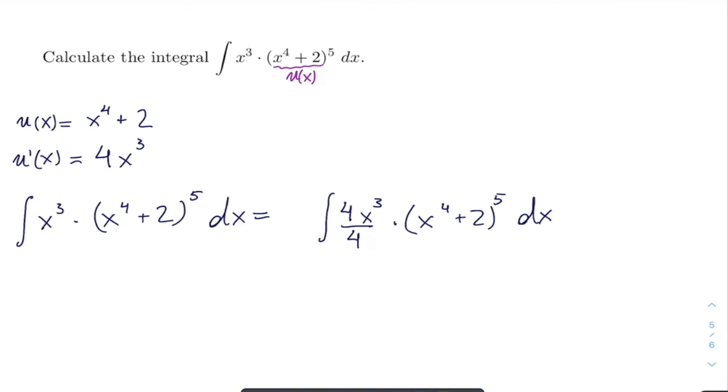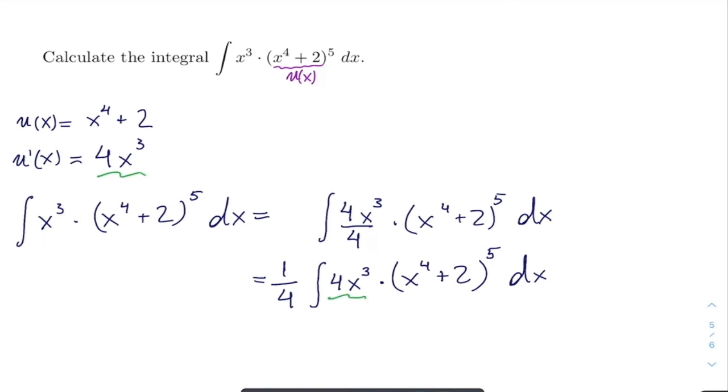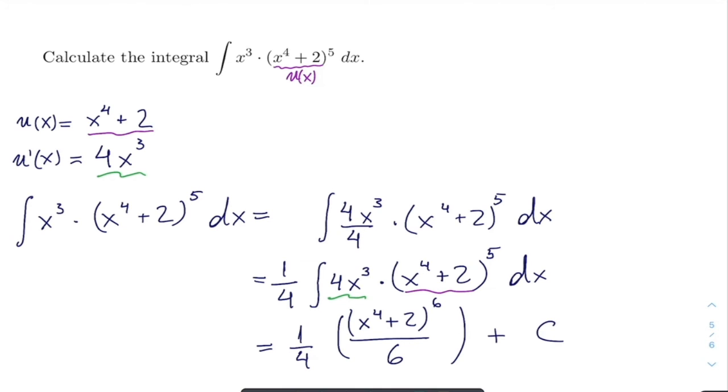But now we can use properties of the integral to take this 1/4 out. So this will be equal to 1/4 times the integral, and now we can use the power rule, because now we have exactly what we need. We have the derivative, and this is our function u of x. So with those two pieces together, we can find that this is 1/4 of (x to the 4 plus 2) to the 6 divided by 6, and all that plus our constant.